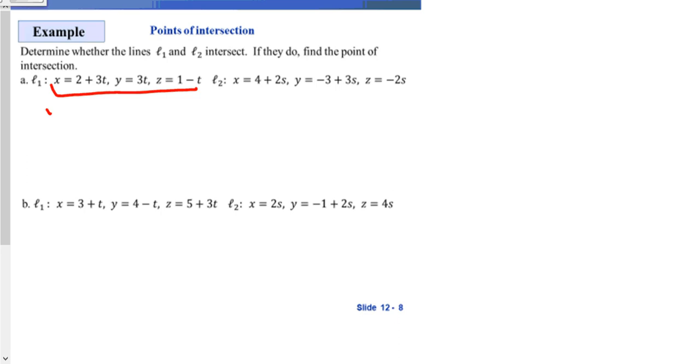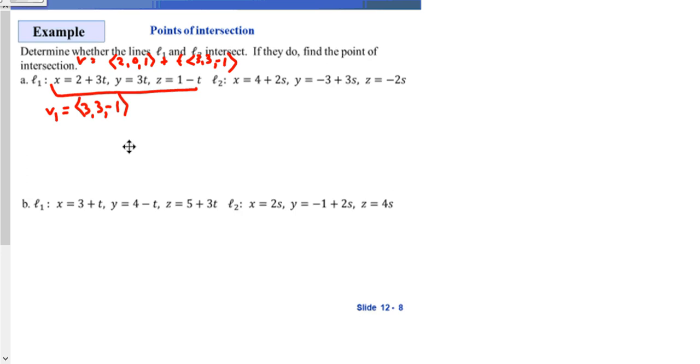So we know that a vector parallel to line 1 would be 3, 3, negative 1. I'm just taking the coefficients of the parameter t because I can see that this would be 2, 0, 1 plus t times 3, 3, negative 1. That's the standard vector form for an equation of a line, or you can look at it as parametric equations.